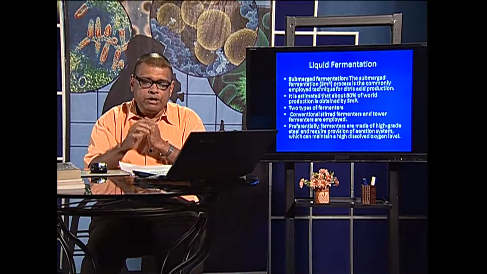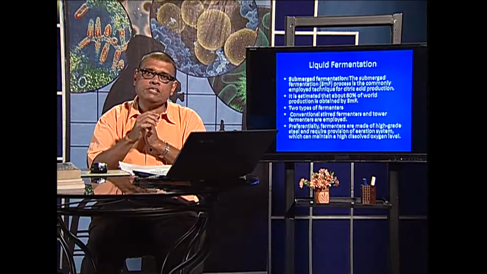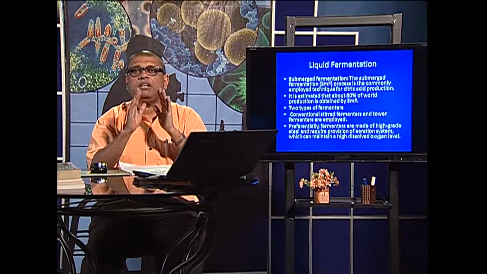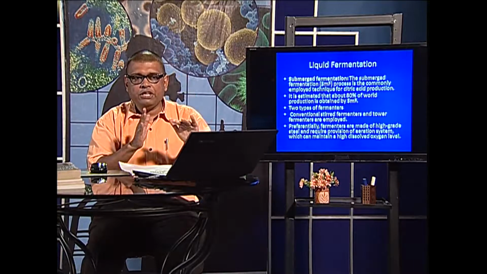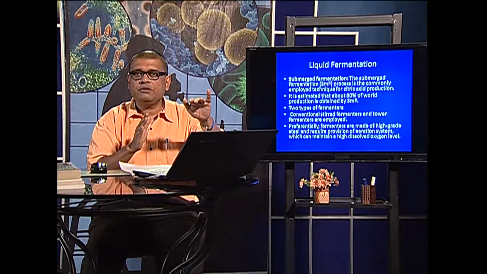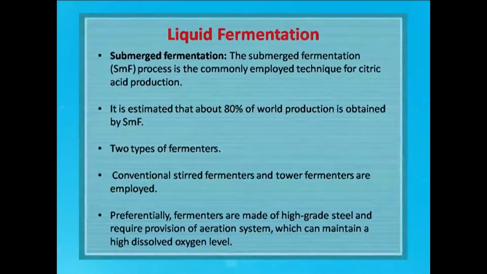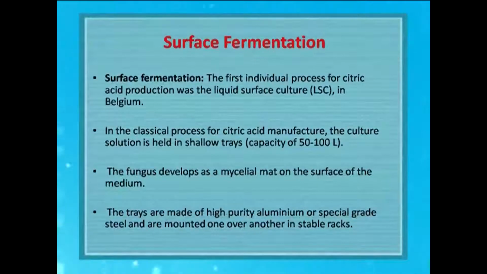This can be liquid fermentation or solid state fermentation. Liquid fermentation can also be submerged fermentation or surface fermentation. Now in case of submerged fermentation or SMF, the organism is growing inside the medium. So naturally it has to have a stirred fermenter where the organism is continually stirred so that the utilization of the medium is better. But surface fermentation, on the other hand, is not employed for anaerobic organisms. It can be used for partially aerobic ones so that they grow on the surface.